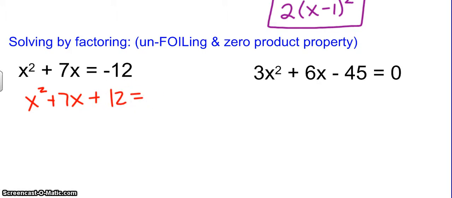Then follow our order from before. So, greatest common factor, there isn't one. In which case, we are going to set up x and x, look for things that multiply to 12 and add to 7. We did this one earlier.